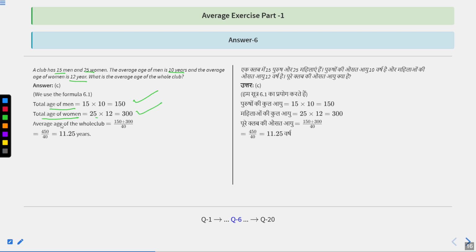So what will be the average age of the whole group? 150 plus 300, divided by how many members? 15 plus 25, which is 40. When we calculate it, we get the average of the whole club as 11.25 years. So C is the correct answer. Next one.